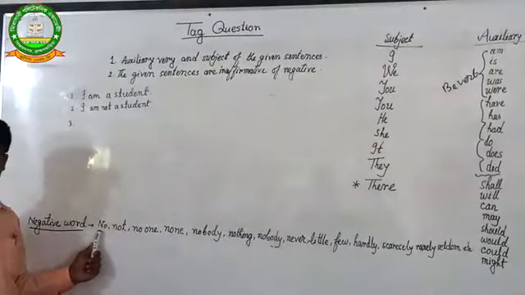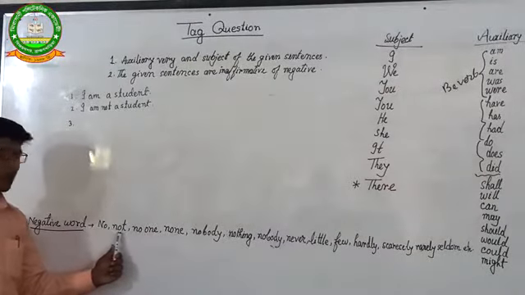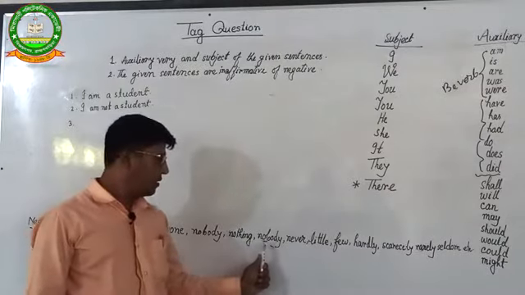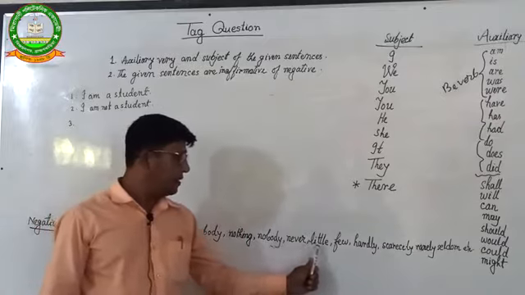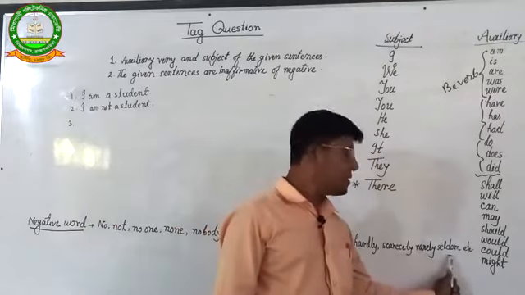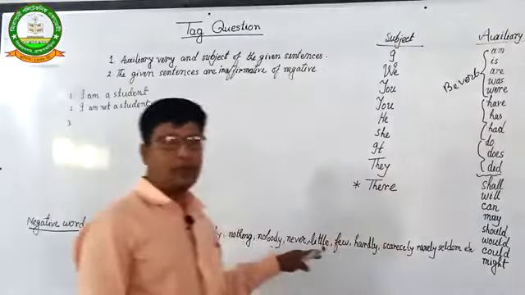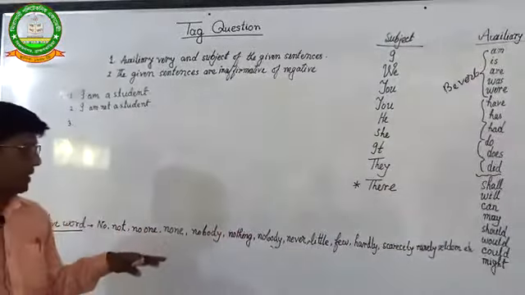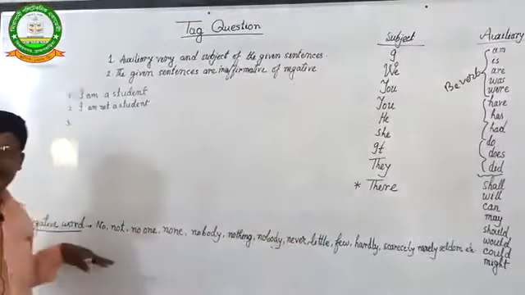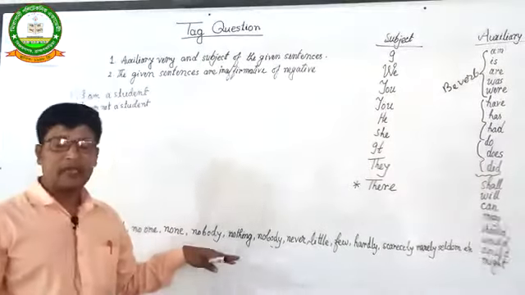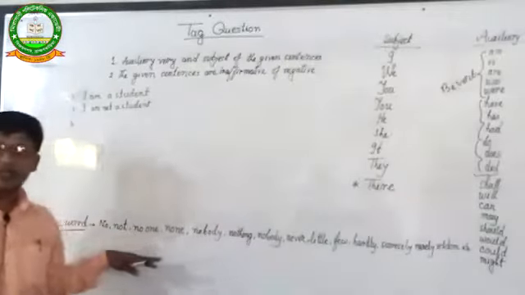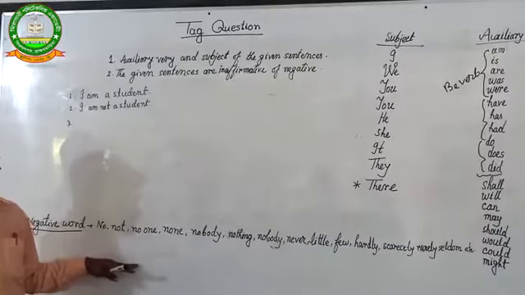Here: no, not, no one, none, nobody, nothing, never, little, few, hardly, scarcely, rarely, seldom, etc. These are the important, mostly used negative words in sentences. If you find any word from this list, you will think the sentence is negative. And without any word of this list, the sentence is affirmative.